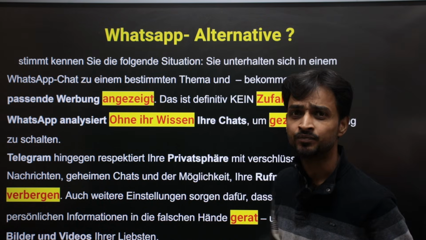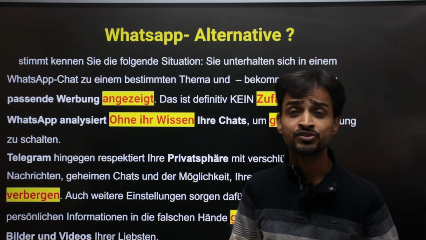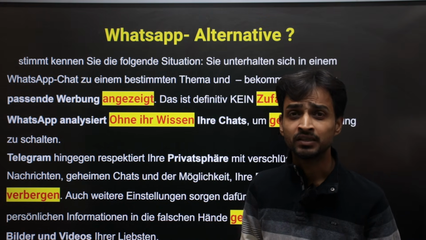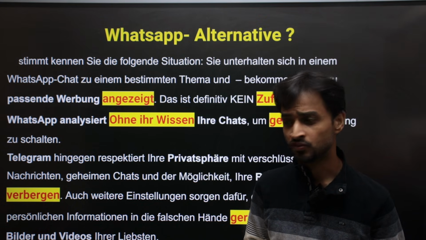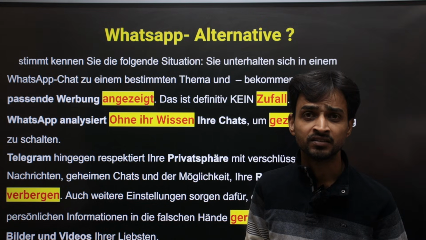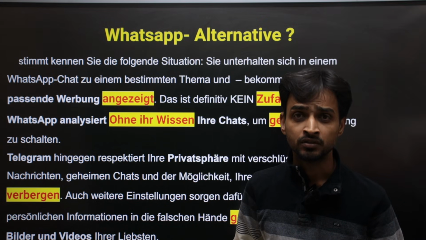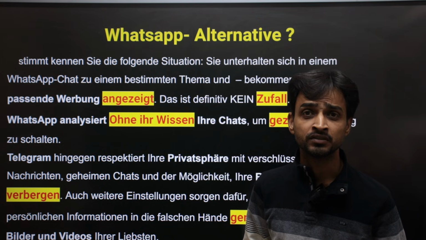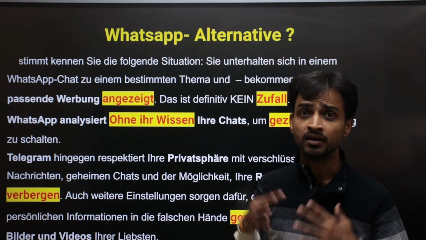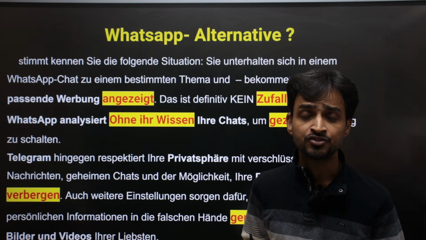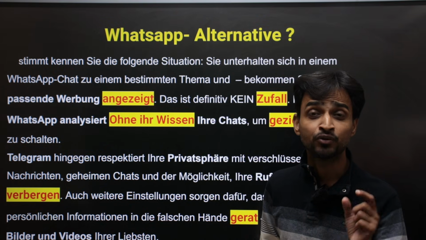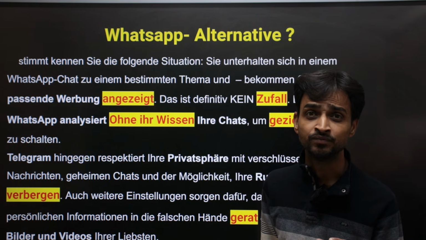WhatsApp alternative. We all use WhatsApp. We all use Telegram. But now this is the advertisement they are talking about: is there any alternative to WhatsApp? Because sometimes we are worried about our private details, our personal details. It might go to some other person, a third person that we do not want at all. So how can we save our personal details? How can we protect our identity from a strange person? So this is the article. We'll read this and find out some important words and vocabulary.